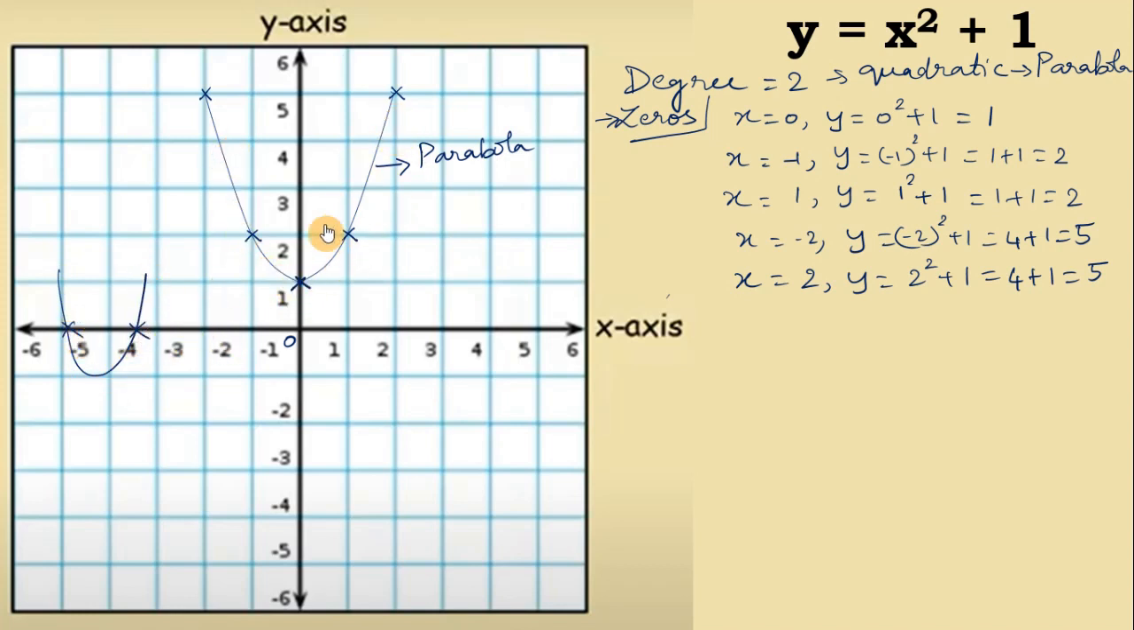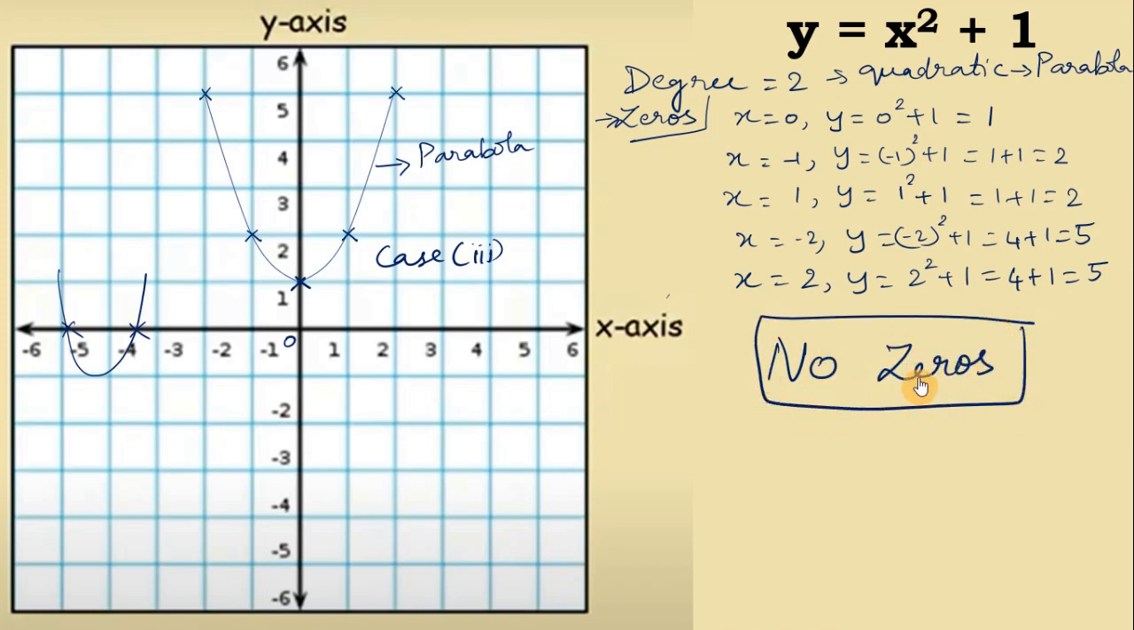But look into this graph, you can see that it does not touch the x-axis at all. In this case, if you look into your class 10 textbook, in the polynomials chapter, it is there as case 3. Under case 3 you can see that if the graph goes upwards or downwards without touching the x-axis, then we can say that there are no zeros. But it is a quadratic polynomial, the degree is 2.